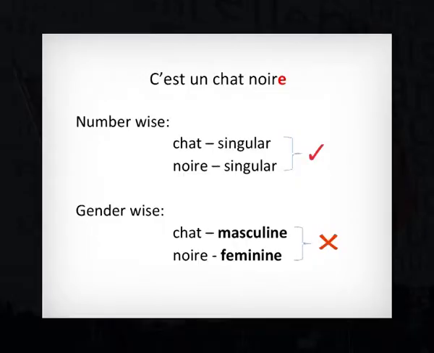In the beginning of this lesson, I had told you that the adjective has to agree with the number and gender of the noun. In this case, chat is singular, so number wise chat and noir agree. But gender wise, the qualifying adjective does not agree with the noun. Chat is a masculine noun, whereas noire is feminine. In order to rectify this mistake, one must convert the masculine form into feminine.